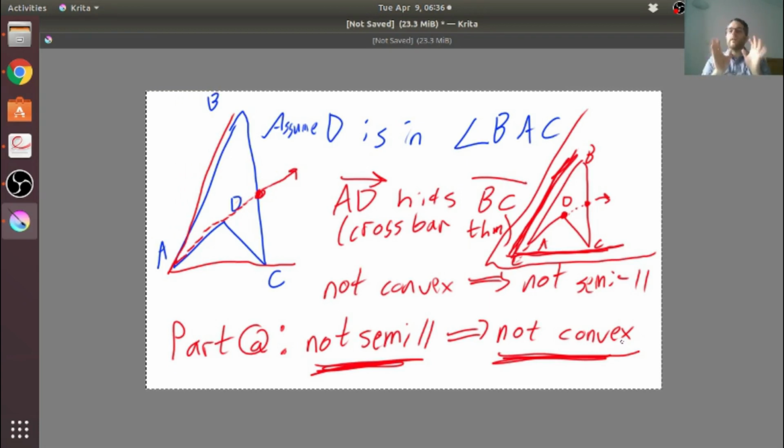So a lot of the arguments here involving convexity just come down to talking about when points are between, when rays are between other rays, or which points lie on which sides of lines. That's the idea there.